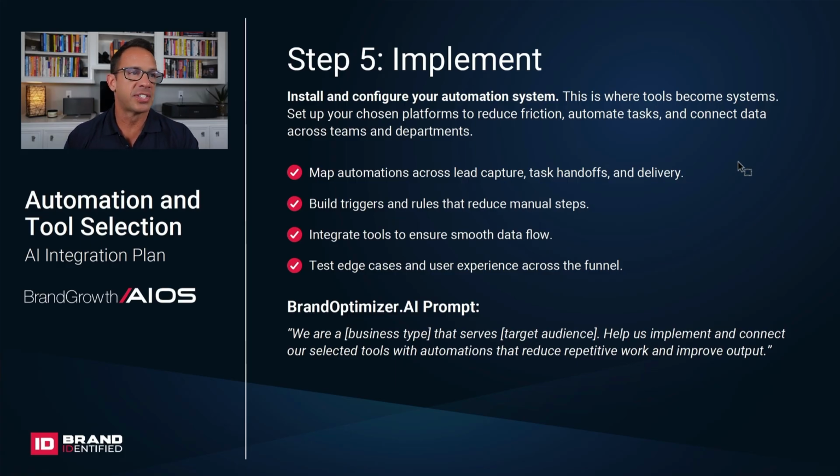So moving on here is step number 5, and that is to implement. Install and configure your automation system. This is where tools become systems. Set up your chosen platforms to reduce friction, automate any tasks, and connect data across teams and departments.